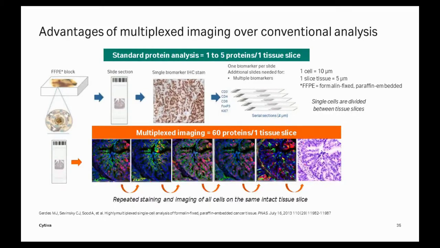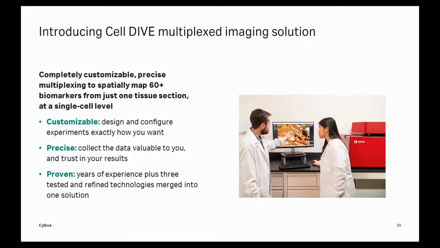What multiplexed imaging, and specifically CellDive multiplexed imaging, brings to the table is the ability to visualize 60-plus proteins from the same tissue slice and leaving it intact for other investigations. So as Fiona described, it took many, many years to refine both the staining and the imaging for this particular technology. And we're pleased to talk you through a little bit about what it is and what is now available.